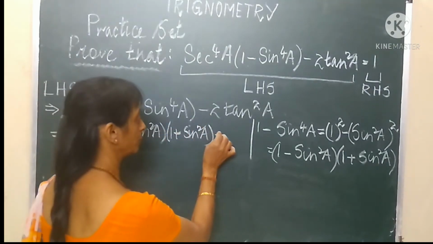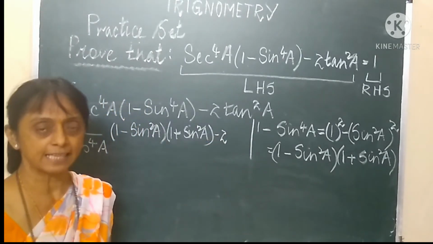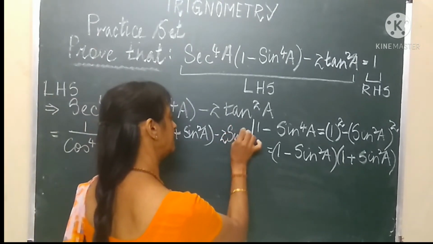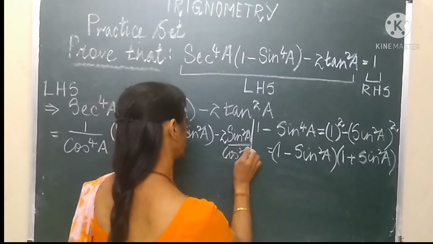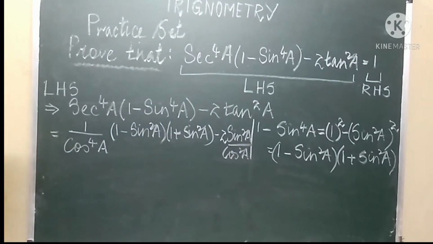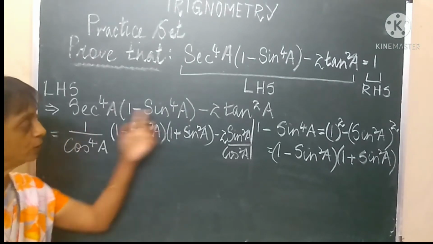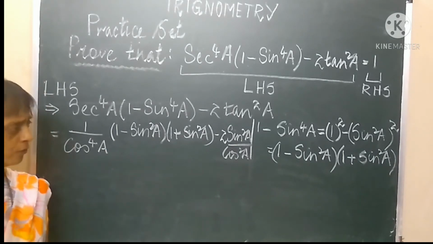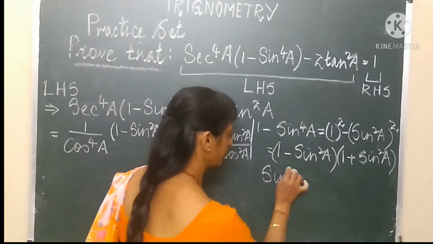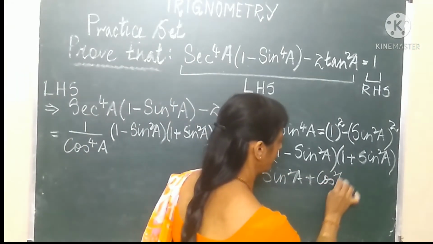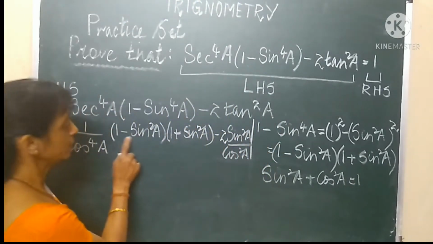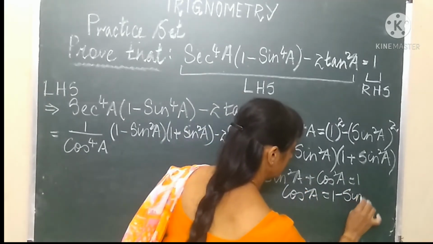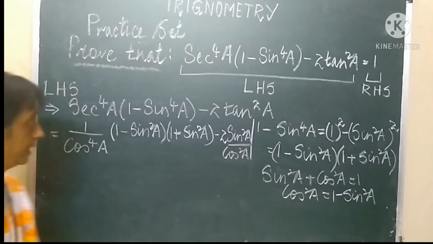Minus 2 tan square a. Tan is written as sine upon cos, but over here it is tan square a, so it will be replaced as sine square a upon cos square a. Now children, again if we look into our left hand side, 1 minus sine square a resembles a trigonometric identity. Which is that identity? Sine square a plus cos square a is equal to 1. So what is 1 minus sine square a? It will definitely be equal to cos square a.